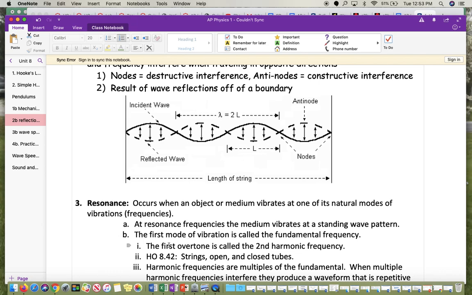Anything beyond that are overtones of the fundamental frequency. So the fundamental is called the first harmonic. The second harmonic frequency is the first overtone of the fundamental.